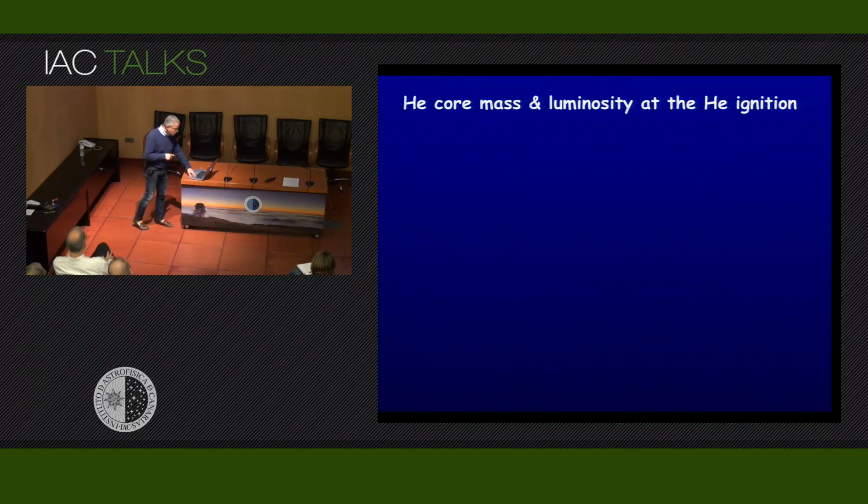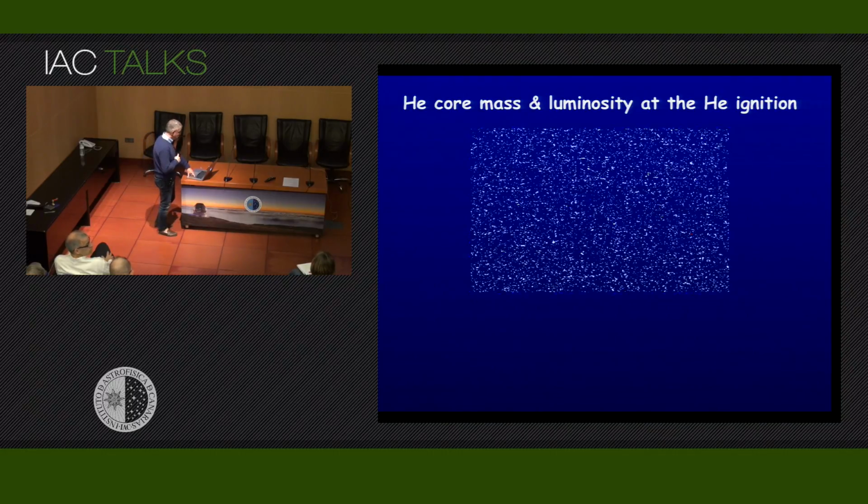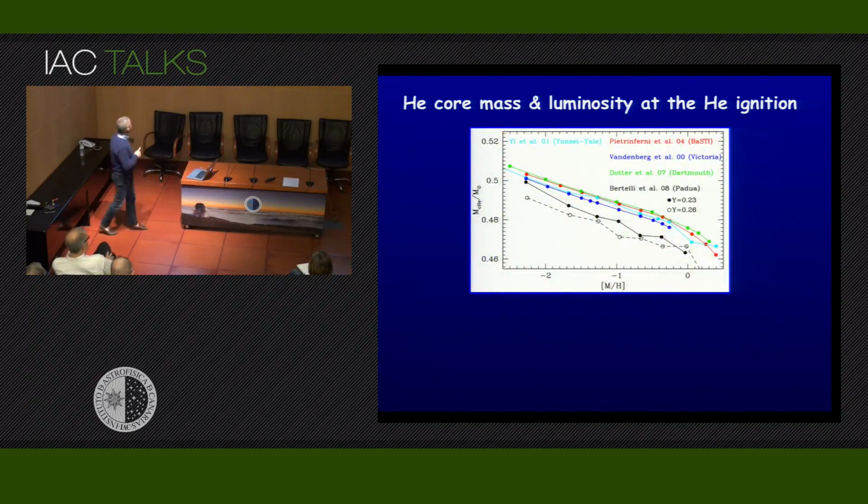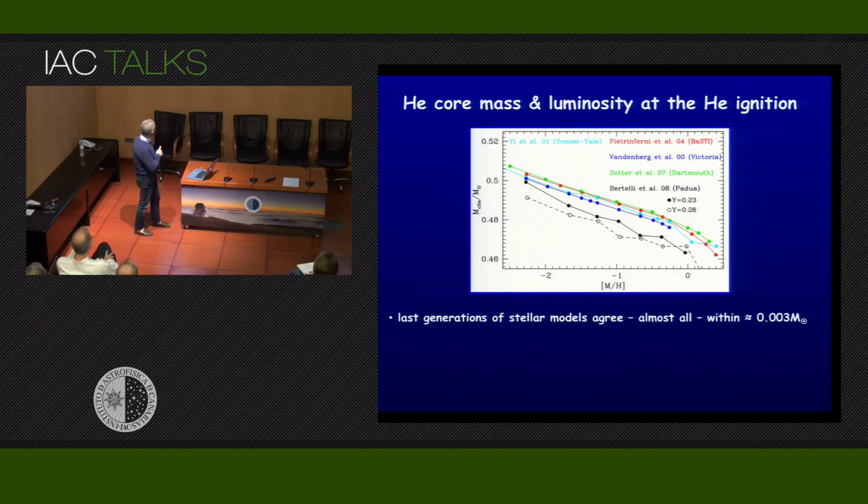And so I show now the current situation concerning stellar model predictions of the helium core mass and luminosity at the helium ignition. In this plot, you see, as a function of metallicity, the helium core mass at the helium ignition at the tip of the giant branch from different authors. When you forget about the Padua model, which shows a very erratic and strange behavior that I have no time to discuss, you see that the spread at fixed metallicity among the different models is of the order of 0.003 solar mass.